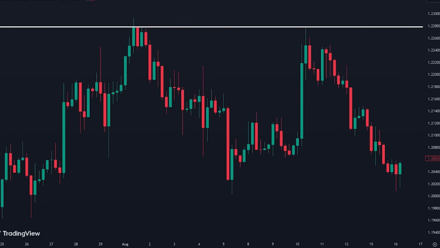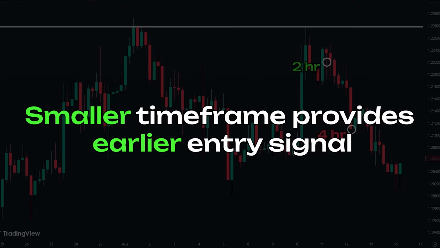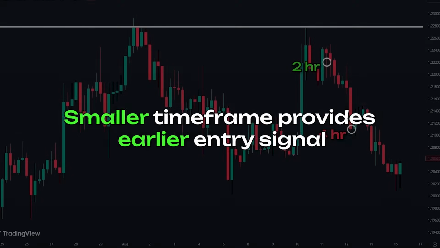Here, we are back at the 4-hour time frame. And notice that if you would have used the crossover from the 2-hour time frame, the trade entry would have been here. But if you would have used the crossover from the 4-hour time frame, it would have been here. And despite the fact that both trades ended up being profitable, the smaller time frame crossover still gave us an earlier entry signal. Let's take a look at the strategy one more time.